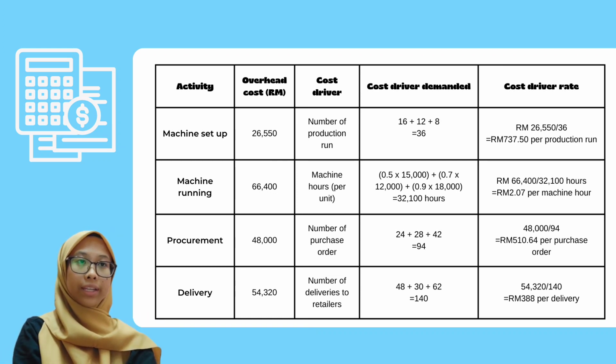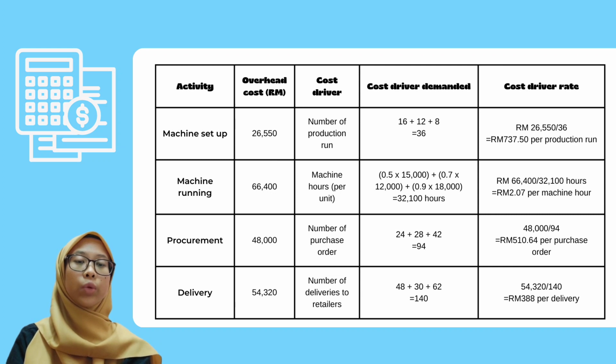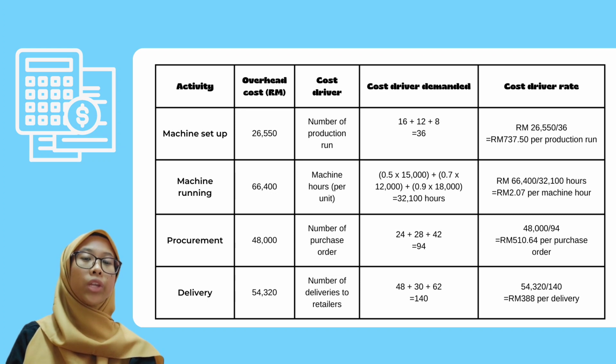For the cost driver demanded, we need to sum all of the numbers from each product based on the cost driver. For example, for the cost driver of number of productions, we sum spike A, that is 16, added by spike B, 12, added by spike C, 8, and the total we get is 36. This step will be continuously used for the procurement and delivery costs. For the machine running activity, we first multiply each machine hour per unit by units produced, and then we sum all of it and we get 32,100 hours.